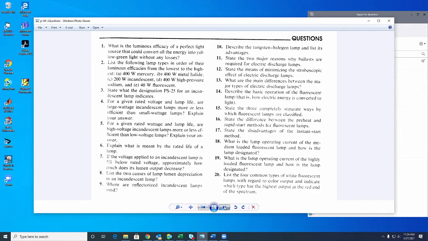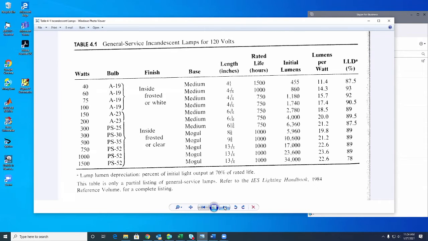Let me see if we have something else. Okay, so here we have tables for incandescent lamps. So look at the top, the titles of the columns, sorry. And then we have the lumens per watt and the LLD. So LLD is the lamp lumen depreciation.